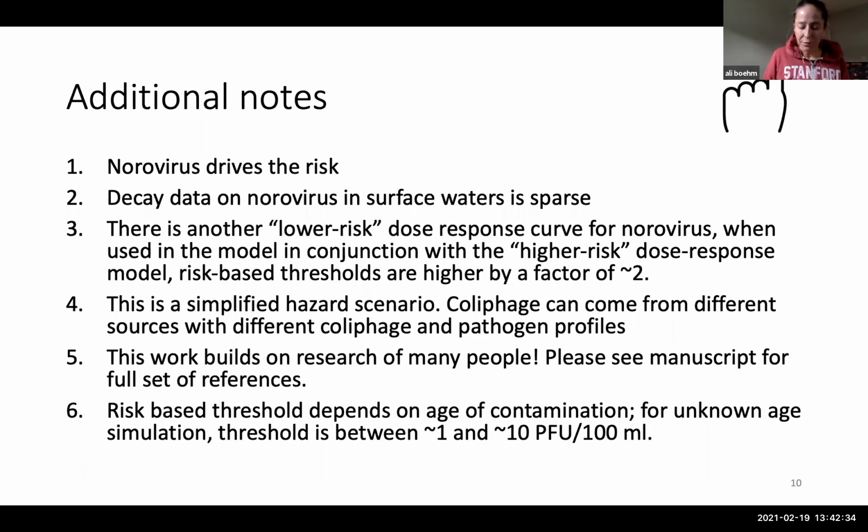I know I covered a lot of information in this short presentation. I have a few additional notes here. First, norovirus drives most of the risk in these models, and there's very limited decay data on norovirus in surface waters, so that's really sparse. We need more data on that. Lastly, I want to emphasize that this work builds off the research of many people, and you can see the manuscript for a list of references. And just remember that the risk-based threshold, based on all this modeling work under a number of scenarios, is probably our best guess between 1 and 10 PFU per 100 mL.